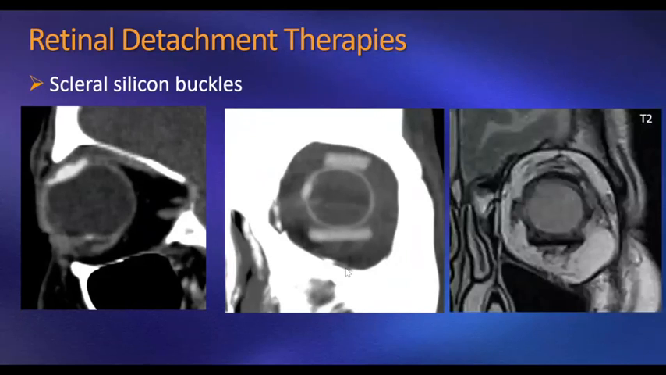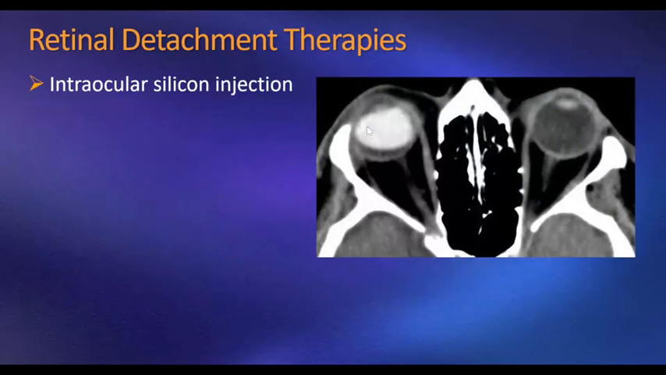inferiorly. This can be also seen on MRI, but in general, those buckles are more difficult to appreciate, as you see here superiorly, while the inferior one is a little bit easier to see just because of that more squared configuration.